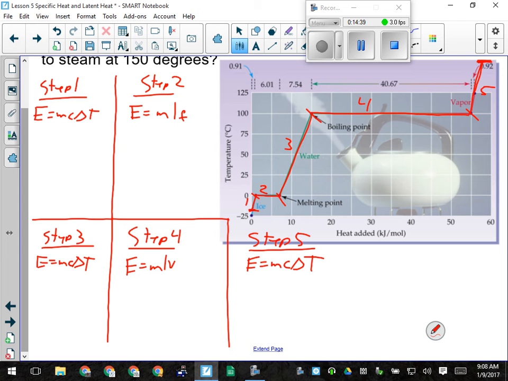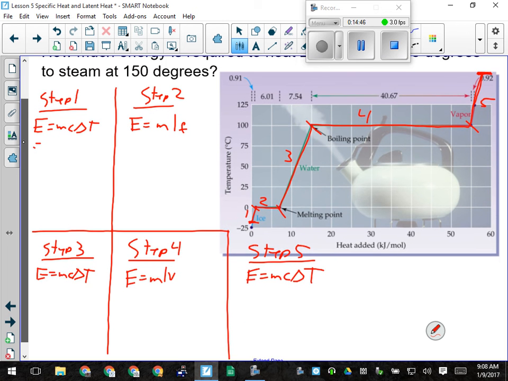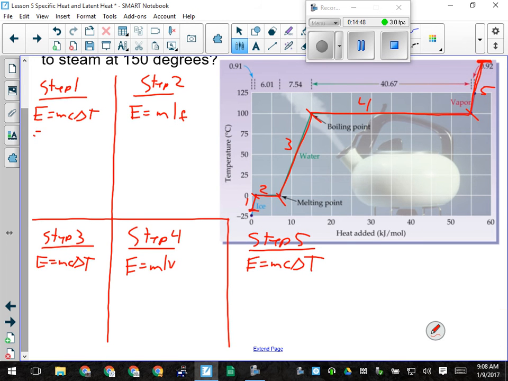Now I've got to decide what my numbers are. For step 1, they already said that we're dealing with 250 grams. That's 1 cup, 250 milliliters of water. Well, in this case, ice, because that's what we're starting with. So we'll have 250 times the specific heat capacity of ice, which is 2.116 joules per gram, multiplied by the change in temperature. Well, we're going from minus 15 to 0.